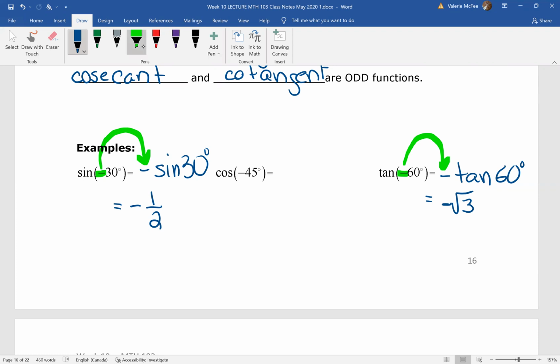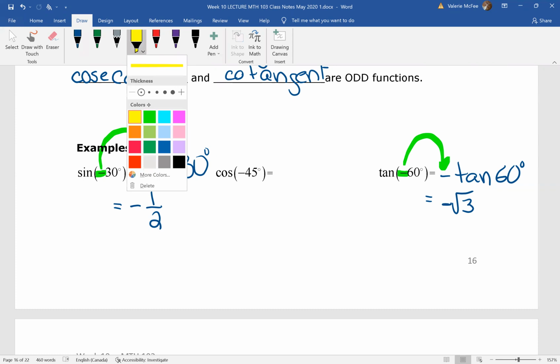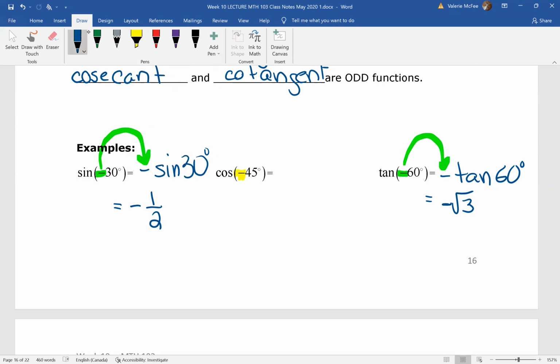But cosine is even. So we can ignore the negative sign and say that the cosine of negative 45 degrees will give me the same answer as the cosine of positive 45 degrees. Cosine of 45 degrees, √2/2. In the next lecture, we'll do some more work with these periodic properties and odd-even properties of our functions.